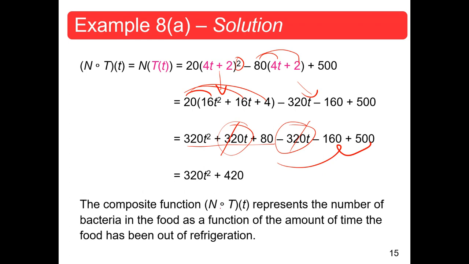So the composite function n of t represents the bacteria count as a function of the amount of time the food has been outside of the refrigerator. So as time goes on, how much bacteria is growing in this food?